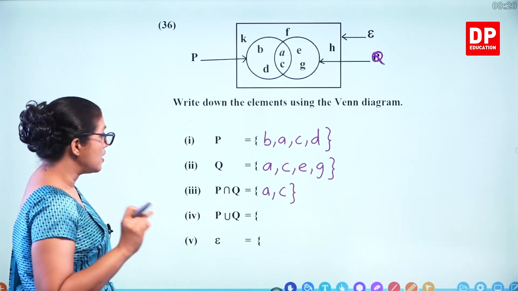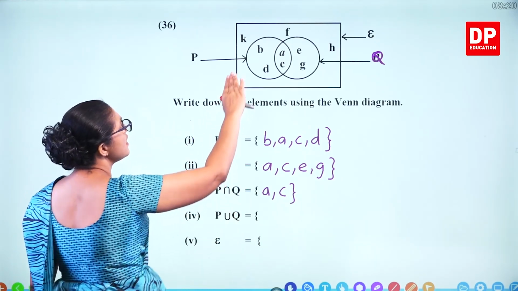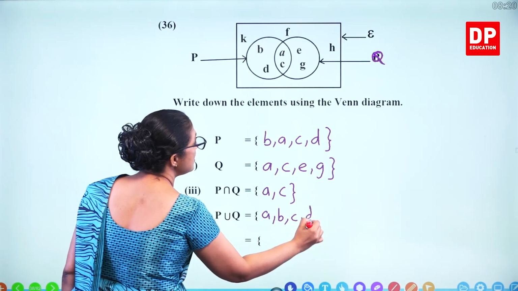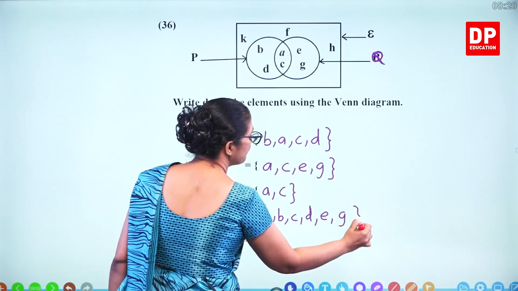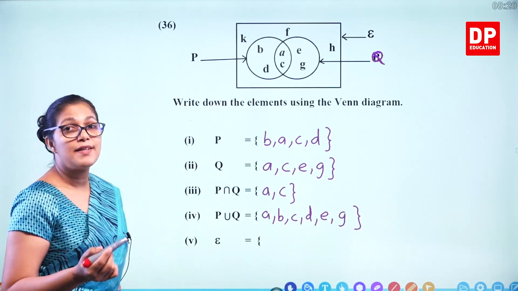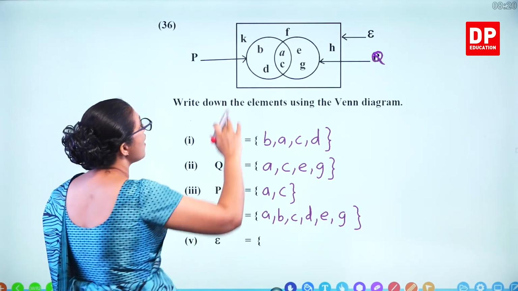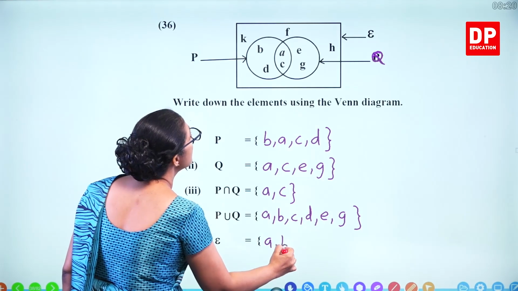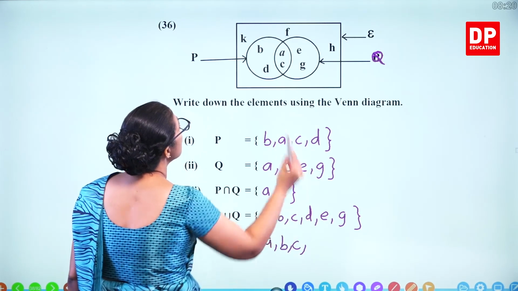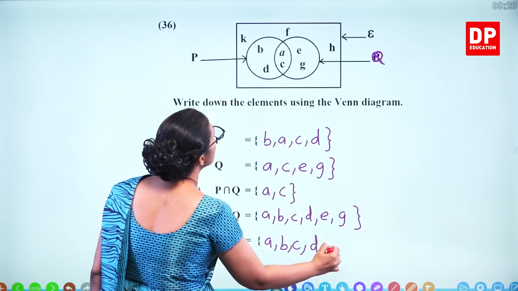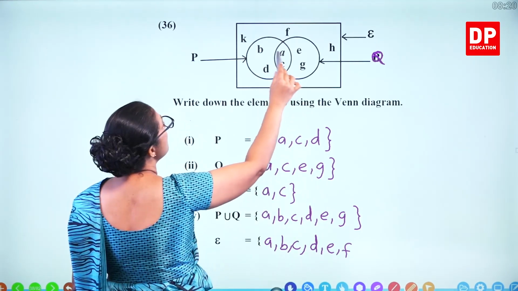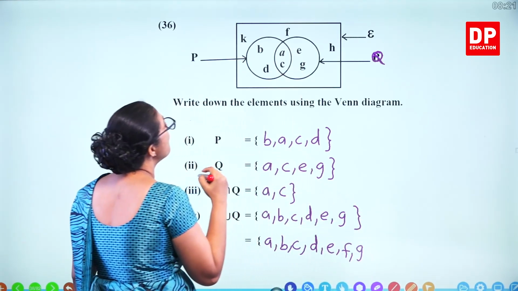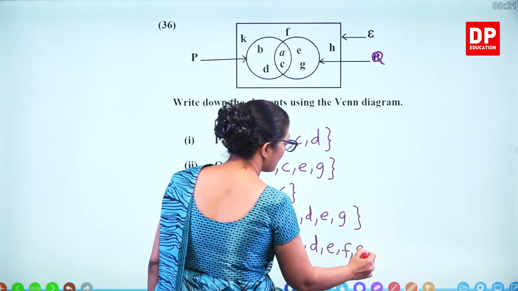What are the elements in the union? P union Q means everything inside the two circles. You can write A, B, C, D, E, G. And what's epsilon? That's the universal set. You have to write everything inside the rectangle: A, B, C, D, E, F, G, and then H.